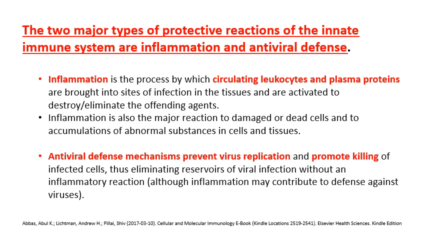Okay. All right. So here, this is important. It's in red, it's bold, it's underlined. So you gotta know this, right? Two major types of protective reactions of your innate immune system. One of them is inflammation. The other one is antiviral defense. Okay, inflammation and antiviral defense.